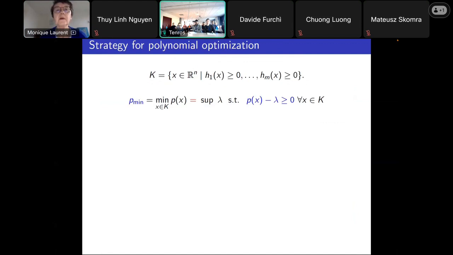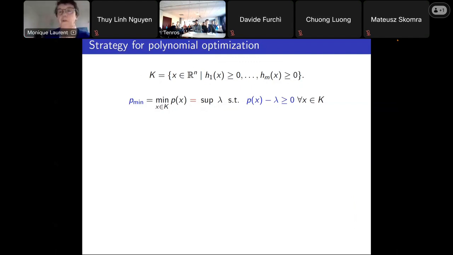Go on. Okay, so we go back to the setting of the polynomial optimization problem. We want to compute the minimum of P, denoted P min, on the set K. Well, the first easy observation is that it's the same thing as finding the largest lambda for which P minus lambda takes only non-negative values when you evaluate this polynomial at a point in K. So P min is equal to the largest lambda for which P minus lambda is non-negative on K.